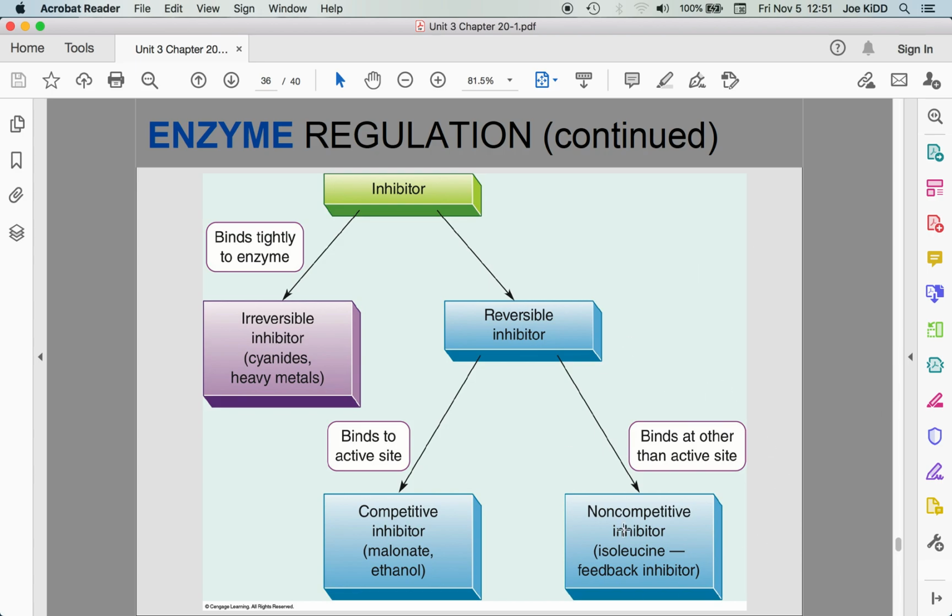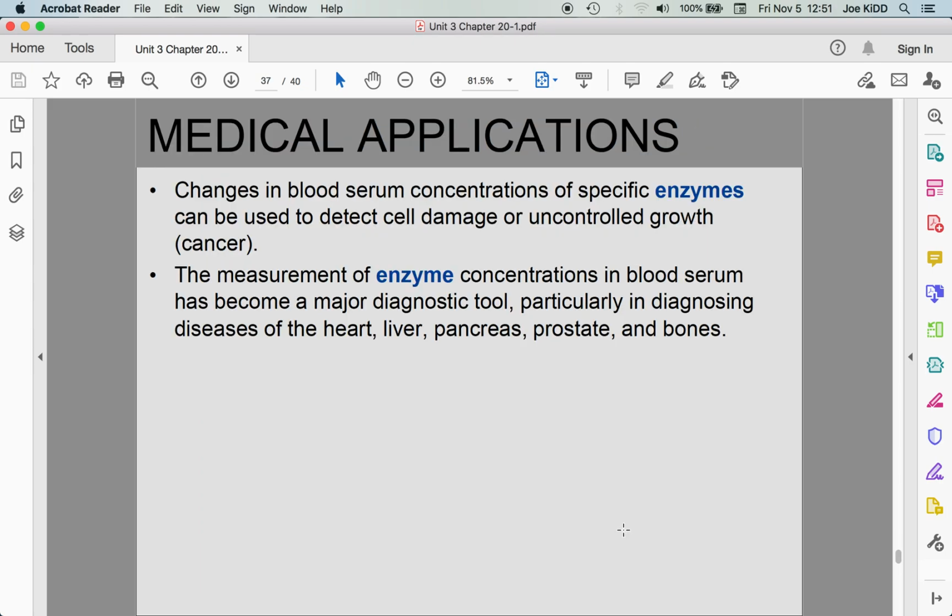Here's a nice flow chart going through the basic steps of the different types of inhibitors that we see.